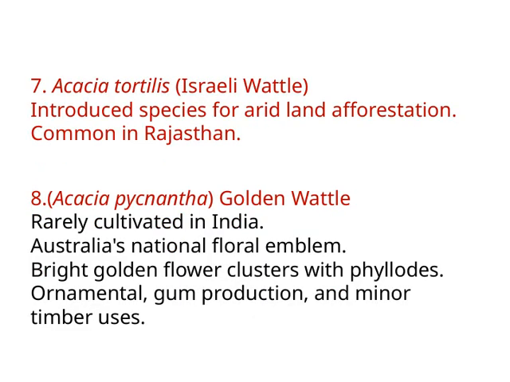Let's move on to Slide 8, which focuses on Acacia pycnantha, commonly known as the golden wattle. Although it's rarely cultivated in India, it holds the distinction of being Australia's national floral emblem. This beautiful plant features bright golden flower clusters that create a striking visual impact, and it has distinctive phyllodes instead of traditional leaves. The golden wattle is quite versatile. It's used ornamentally, for gum production, and to a lesser extent for timber. Overall, it highlights the diversity of acacia species and their various uses, connecting to our broader discussion on the importance of different plant species in land management and ecological balance.